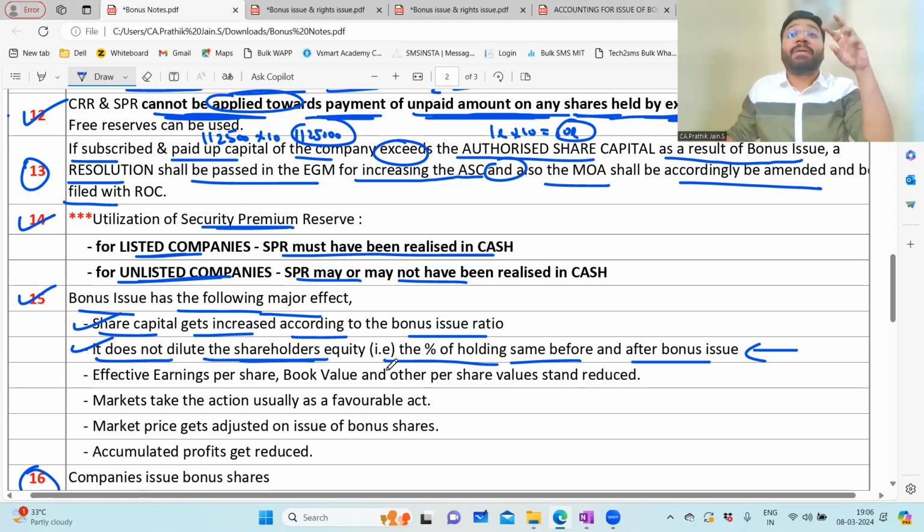Shareholders' equity means what? Percentage of holding. So because of bonus issue, you cannot say from 25% his holding has become 26%. No, because the share is increasing in same proportion. Numerator and denominator increasing by same proportion, not same amount. Therefore, there is no change in the owner's percentage because of bonus issue.